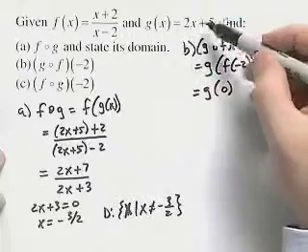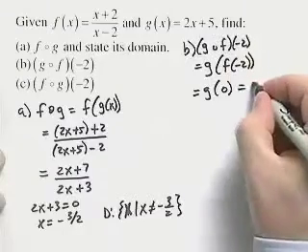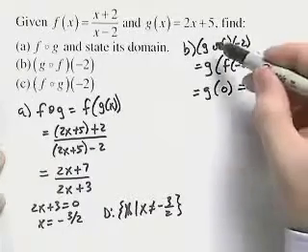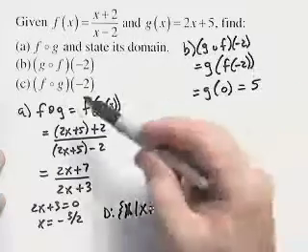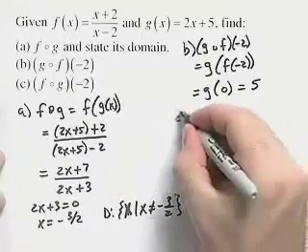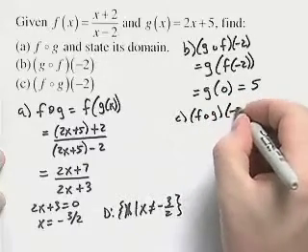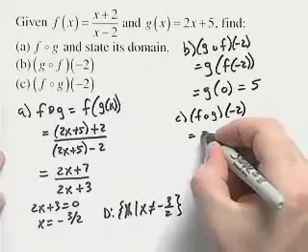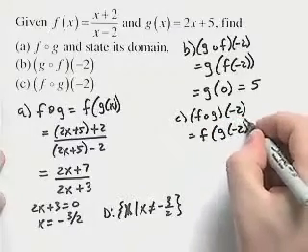So now we come to our function g, plug in the value 0. 2 times 0 plus 5 is equal to 5. So g of f of negative 2 is equal to 5. For part C, we want to find f of g of negative 2. This is the same as f of g of negative 2.